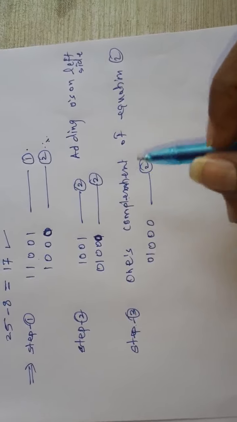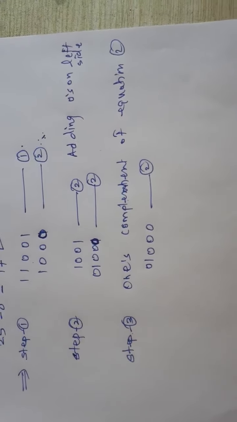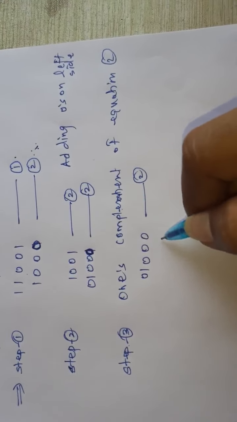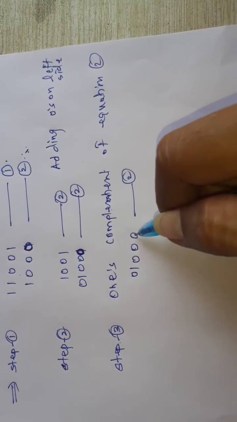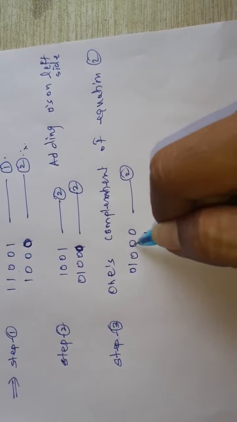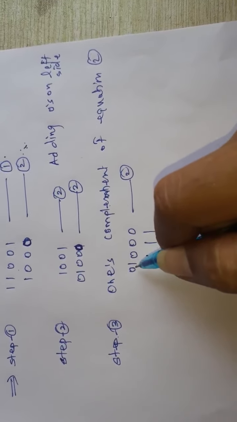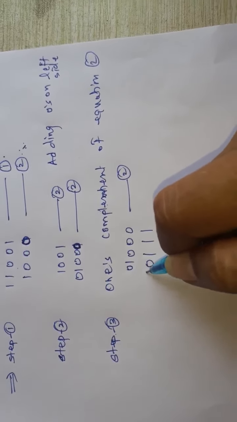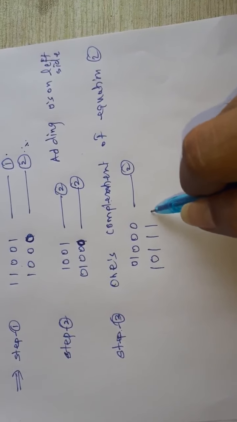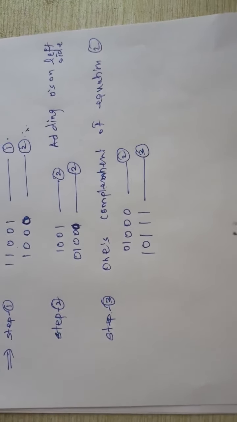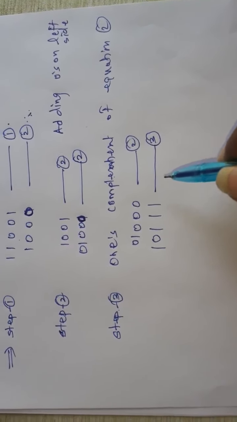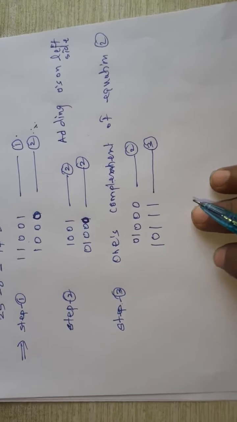So how do we take the ones complement? Just interchange the zeros to 1 and ones to 0. We change 0 to 1, 0 to 1, 0 to 1, 1 to 0 and 0 to 1. So this is the ones complement, and we call it equation 3: 1 0 1 1 1.